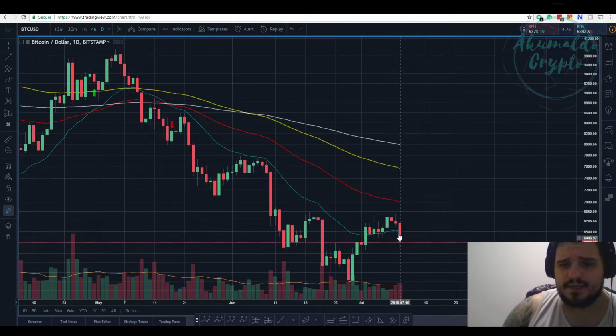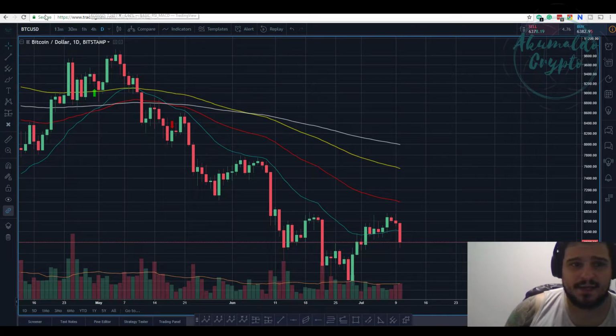Okay, an engulfing bearish candle here. We broke this 21 EMA that has acted as support. I know I have presented a bullish scenario.